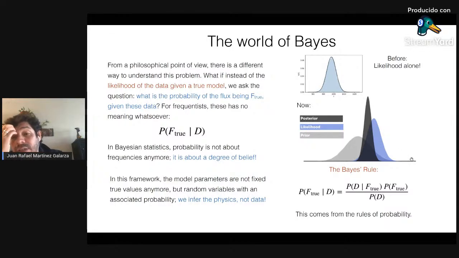And that prior is basically any previous belief you had on the quantity. And when I say belief, I don't mean you believe that as a matter of faith, but because you know some independent measurements and you know some previous physical information about the system that allows you to estimate what the range of values could be. But you can always update that belief when you plug in the likelihood. And that's what gives you the posterior.